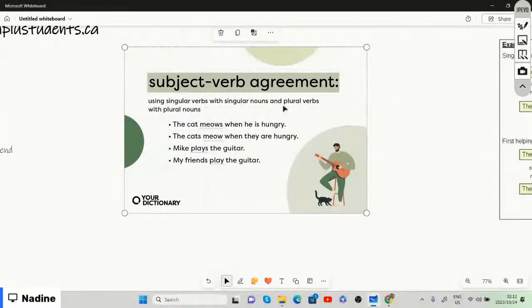Example: the cat meows when he is hungry. The word that is underlined is meows. So we don't just say the cat meow, it meows, because the noun is singular. And just check how we use a plural noun. Now we have the cats meow.